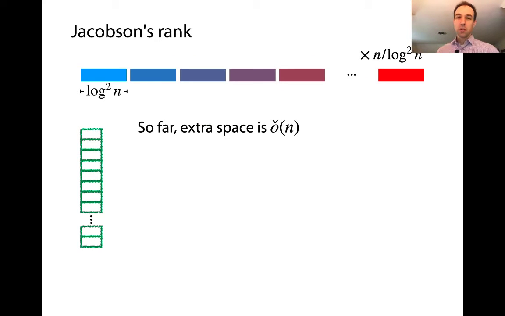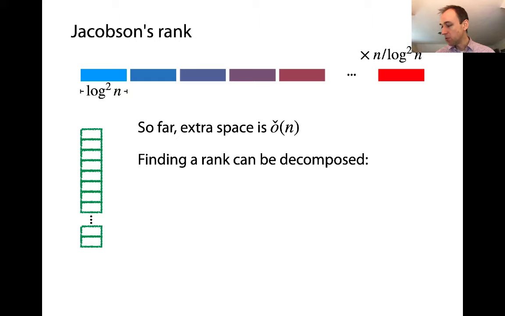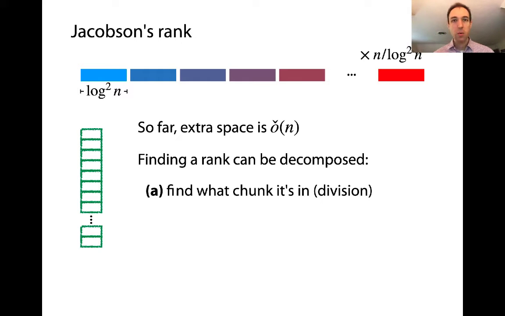So far, what have we done? We've divided our bit vector into chunks. We've stored for each chunk the cumulative rank up to that chunk. And the storage that we need for those cumulative ranks in total so far is still little o of n. It's growing more slowly than n. And so we've partly solved the problem, but we haven't entirely solved it. If we want to find a rank, we decompose it into two parts. First of all, we figure out what chunk it's in, and we just need to do a division to figure out what chunk it's in.